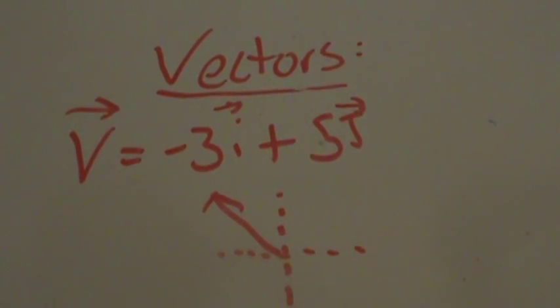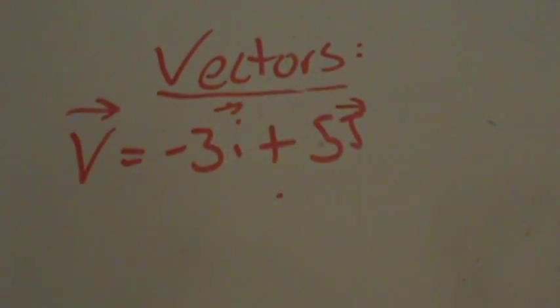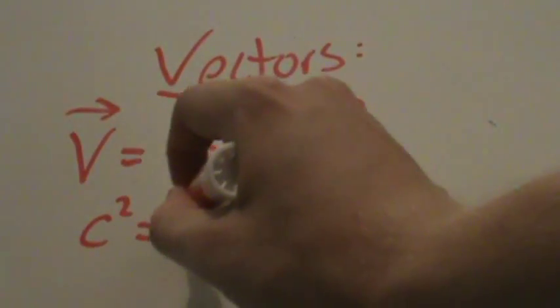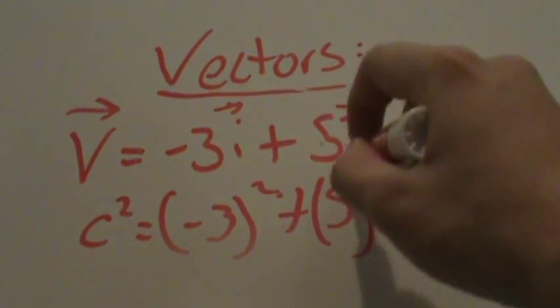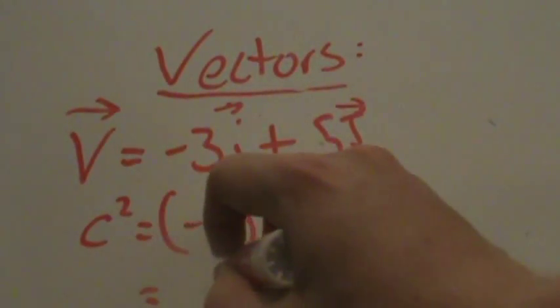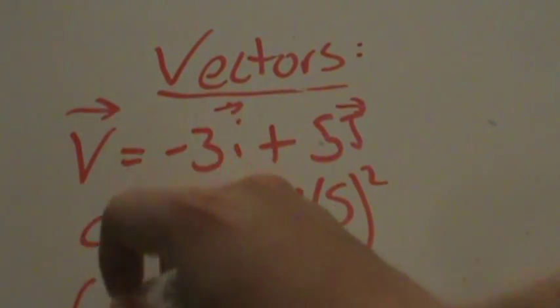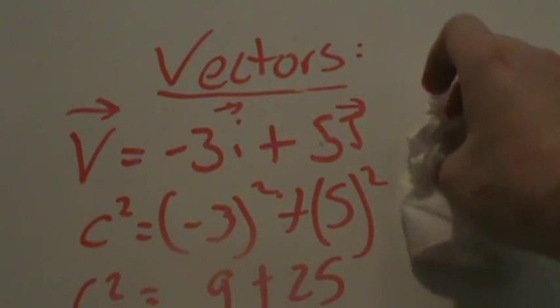Well, let's find out. If we do the same thing, we have c squared equals negative 3 squared plus 5 squared, which equals 9 plus 25. So that means that c has to be again the square root of 34. So all we did in that situation, we didn't change the magnitude of the vector, we only changed the direction.